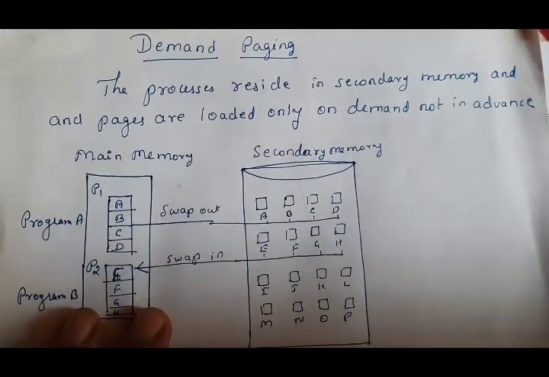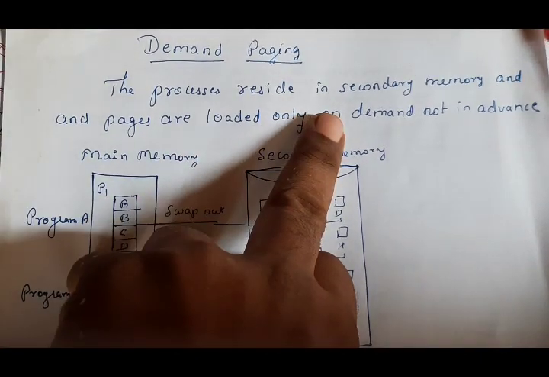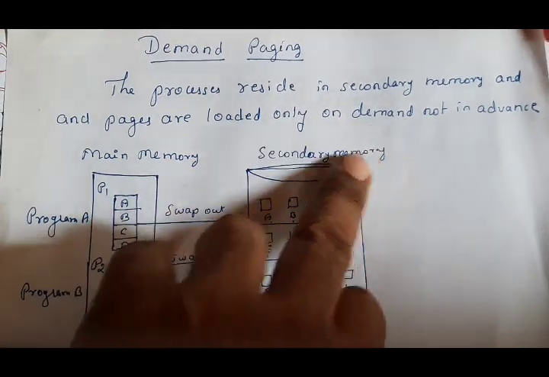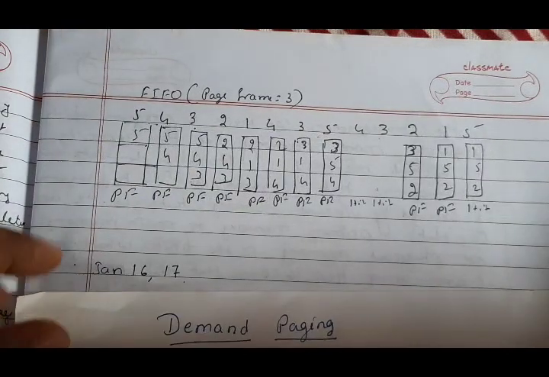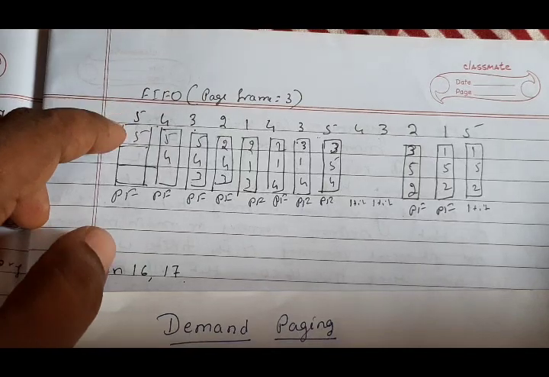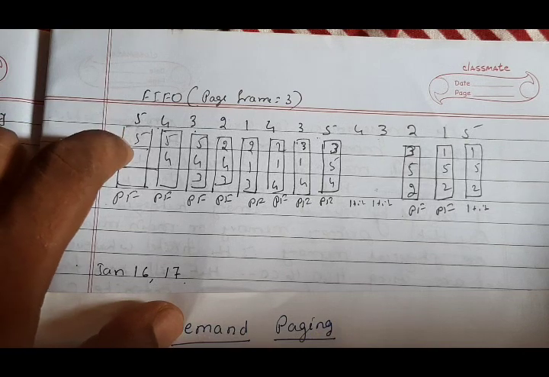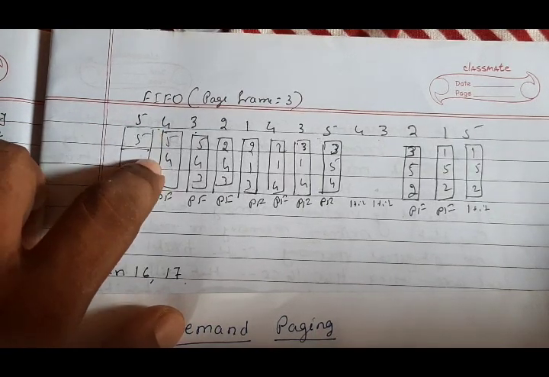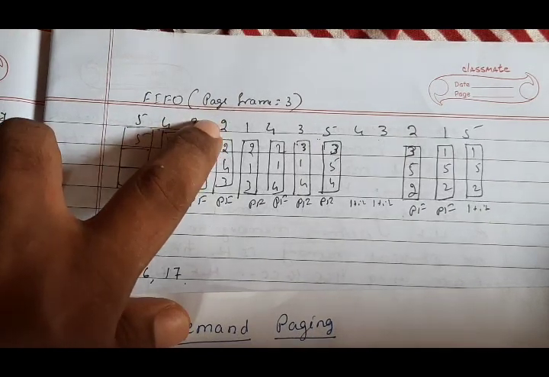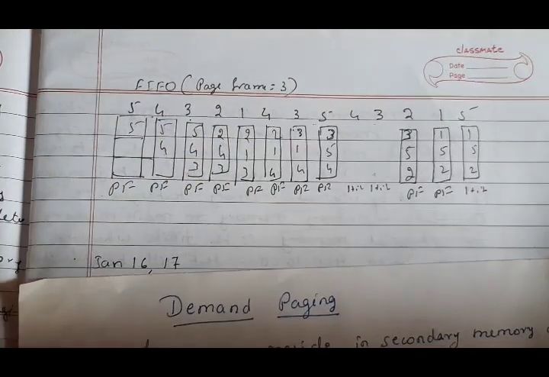The processes reside in secondary memory, and the pages are loaded only on demand, not in advance. Initially the RAM is empty. Only on demand are pages brought into RAM. Like this: the CPU demands 4, then page 4 is loaded here. CPU demands 3, page 3 is loaded here. CPU demands page 2, then that page is loaded here. That is called demand paging.